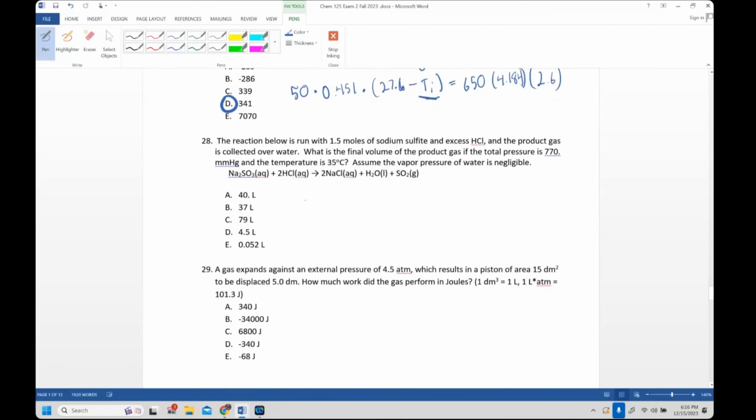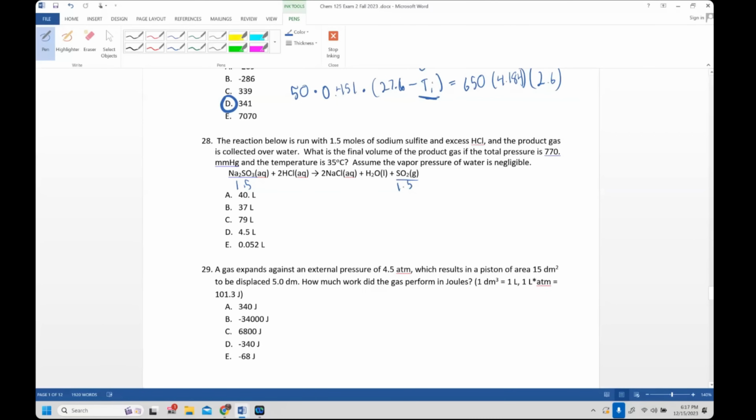Okay. So in this case, we have 1.5 moles of the sodium sulfite. This is sodium sulfite, Na2SO3. And we're collecting the gas over water. The only gas in the product of this reaction is SO2. So it's a 1-to-1 ratio, and this creates 1.5 moles of SO2.